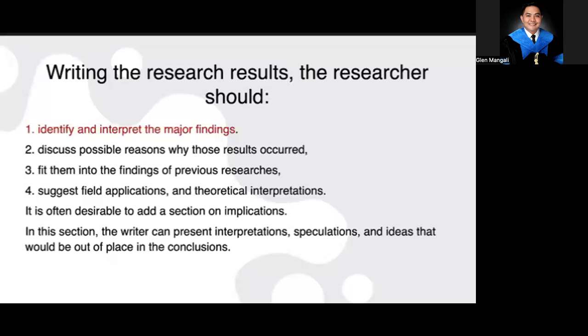Either the researches you found are supporting your claims, or they could also be against the expected result or expected theory. You will also suggest field application or theoretical interpretation. More often, you add to this section some implication of the result, and then you write and present some interpretation, speculation, or any ideas that would be out of place in the conclusion.